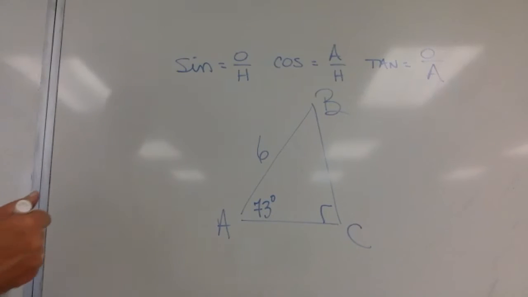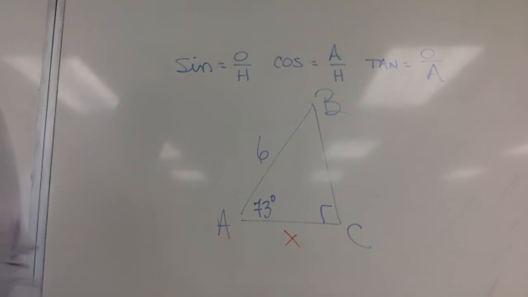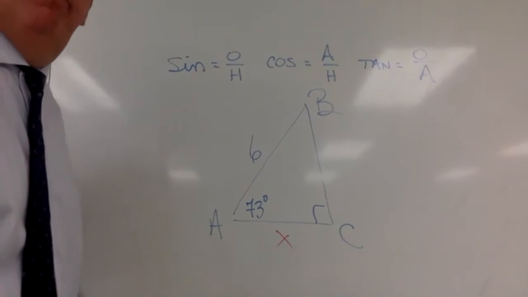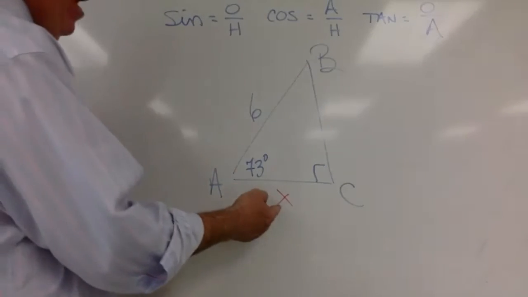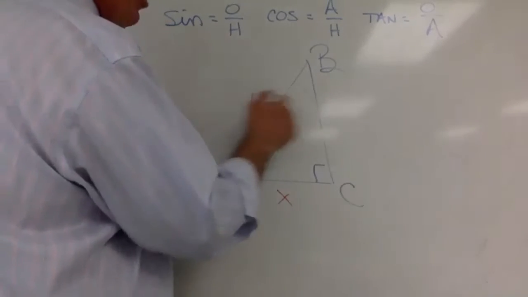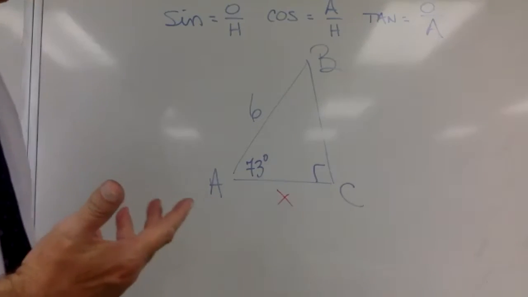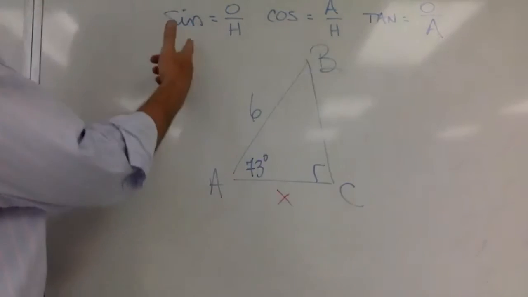What if I said to you, tell me that side? How come you can't use the Pythagorean theorem? Because you only know one side. If I wanted to use the Pythagorean theorem, I have to know 2 sides. Now, based on what I have, which of these 3 trig ratios would I use?